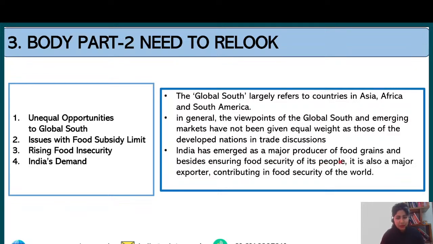India has emerged as a major producer of food grains. Besides ensuring food security of its people, it is also a major exporter, contributing to food security of the world. It is because of the efforts of India that food grain prices in the global markets have been kept under check. Food grain prices have not been very high. Here we are appreciating the efforts of India, and that is the reason why such subsidies are important and why WTO needs to relook at how it is carrying out subsidy regulations. Then the second one is issues with the food subsidy limit.